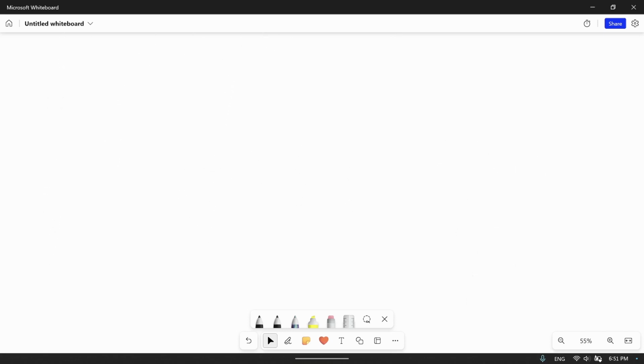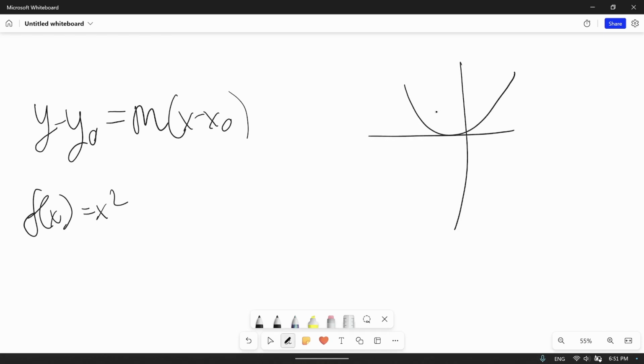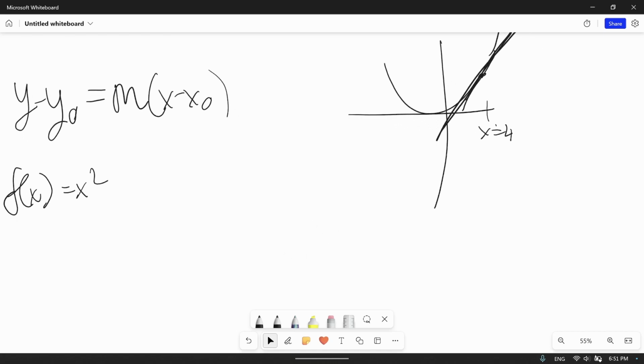Okay guys, before we end off, I just want to quickly show you how to write the equation of a tangent line. So this is the point-slope formula of a line: y minus y naught is equal to m, which is the slope, times x minus x naught. Let's say that our function is x squared, and let's say x is equal to 4, and we want to find this tangent line. First, we want to find the slope.